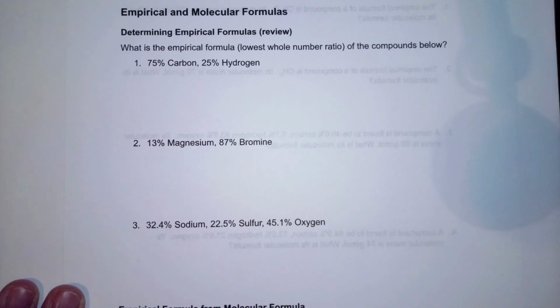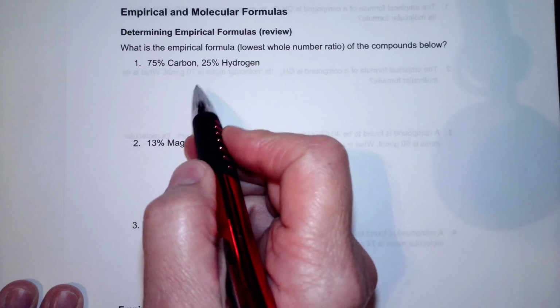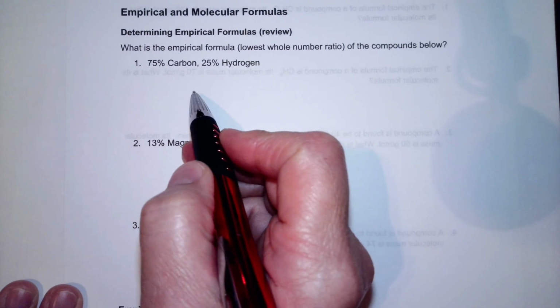If you are stuck on any part of the empirical and molecular formula worksheet, here are some pointers. The first part is review of finding empirical formulas.